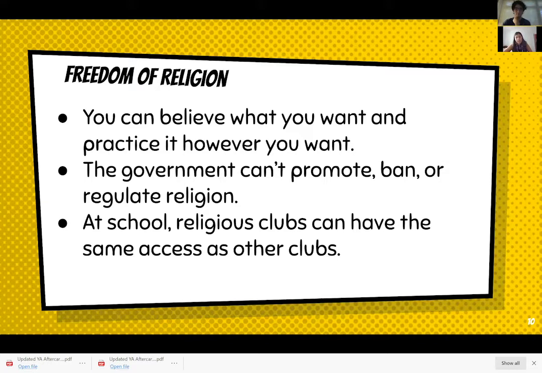And freedom of religion. You can believe what you want, practice it however you want, and the government can't promote, ban, or regulate religion at school. If you want to wear a hijab, you're allowed to. At school, religious clubs can also exist, but they have to have the same access as other clubs and can't be stopped or given too much power.